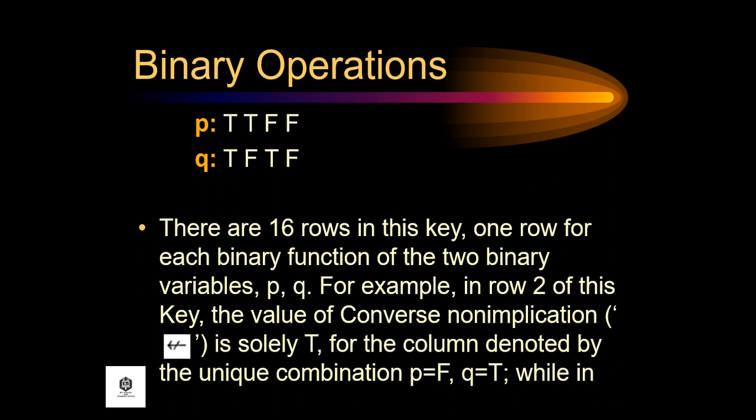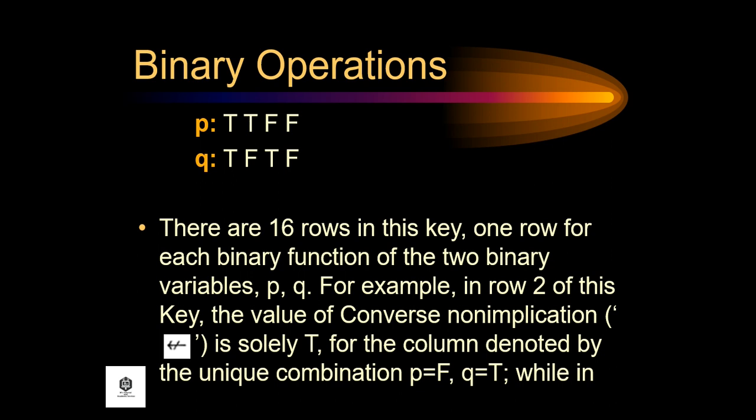as input. For example, P is true, true, false, false, or T, T, F, F. Then Q is true, false, true, false, or T, F, T, F. There are 16 rows in this key, 1 row for each binary function of the two binary variables P, Q.